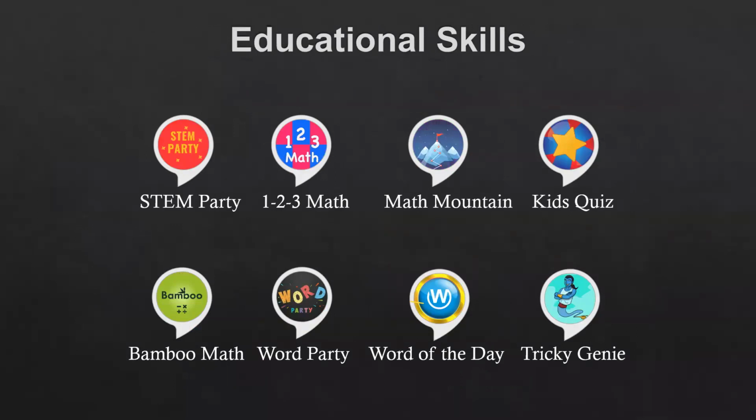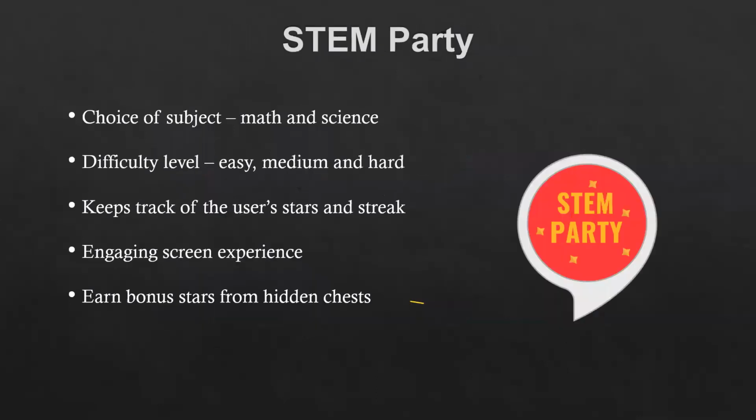Alexa also provides you with some educational skills like 1, 2, 3 Math, Bamboo Math, STEM Party, and more. Out of all of my Alexa skills, my personal favorite is STEM Party because I added a lot of really cool features to it. The user gets a choice of subject and difficulty level, from math and science and easy, medium, and hard. My skill also keeps track of the user's stars and streak and has a very engaging screen experience for those customers who have a device with a screen. You can even earn bonus stars from hidden chests in the game.